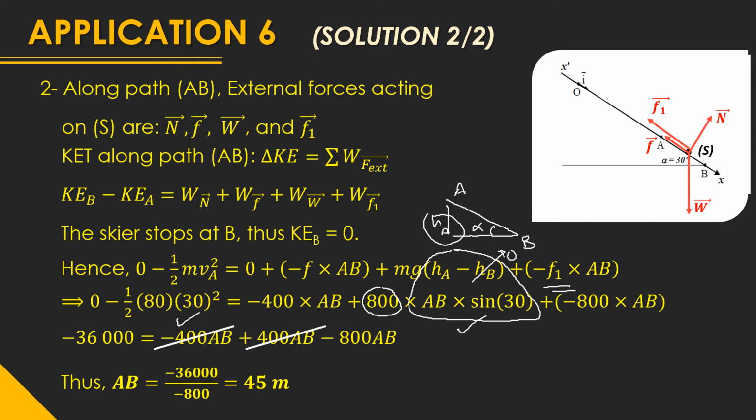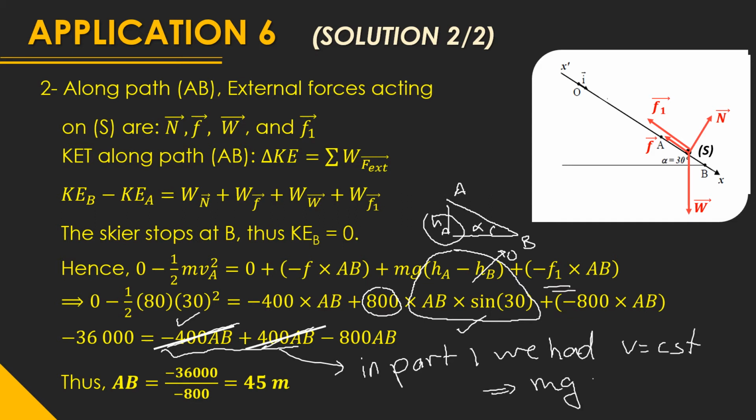Now, replacing values and isolating. Minus 80 times 900 is minus 36,000, minus 400 AB plus. Notice that these cancel out. This was, by the way, expected. Why? Because in part one we had v equal constant, so mg sine alpha equals the friction. I'm just mentioning this because those of you who would like to use concepts without using mathematics could have directly eliminated that in the first place.